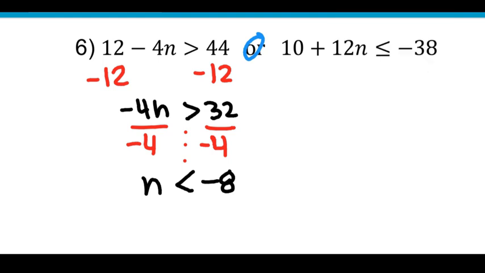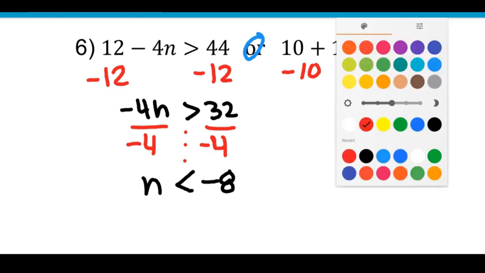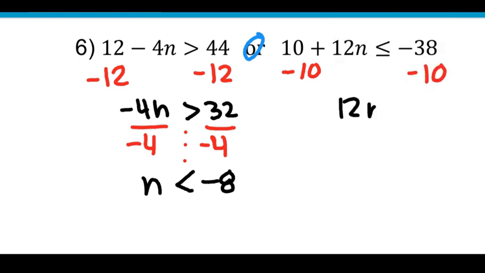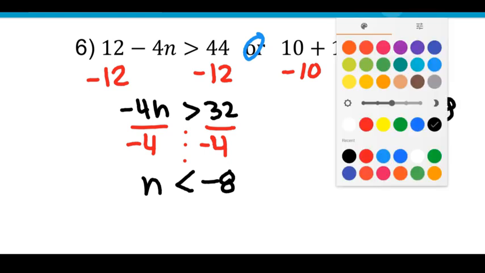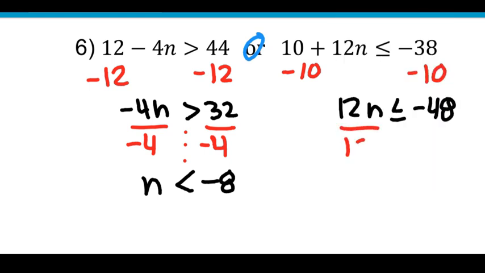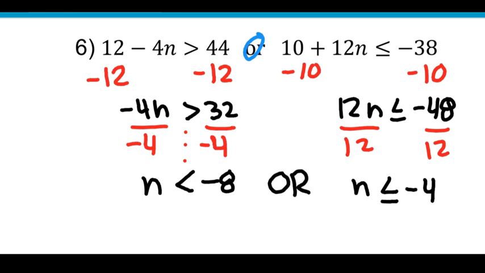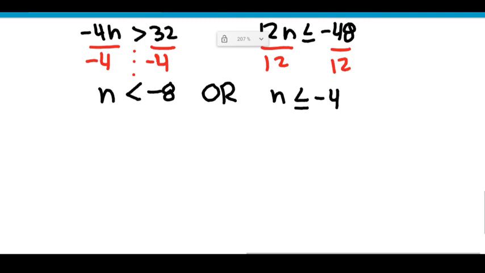Okay, so moving on to the next one over here, I'm going to subtract 10 from both sides. And we end up with 12n is less than or equal to negative 48. We are going to divide by a positive 12. So we do not have to flip our symbol because we're dividing by something positive. So n is less than or equal to negative 4. And let's bring that word or back into our answers. Okay, so what does this answer really look like?